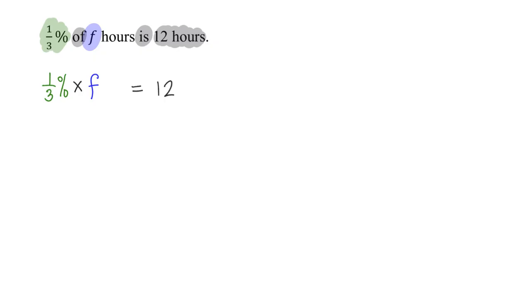Once we have this, it becomes pretty straightforward. I'm going to divide by 1/3% on both sides. Okay, so f is equal to 12 divided by my 1/3 percentage. But how do we do that?